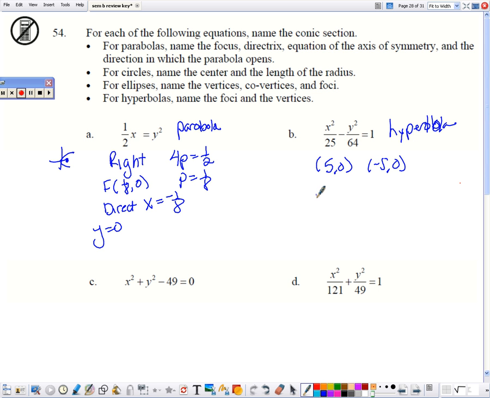To find my foci, a squared plus b squared equals c squared. Add these up, we get 89 is c squared, so the root 89 is c. And these go on the same axis as my vertices. So the foci are at plus or minus root 89, comma 0.